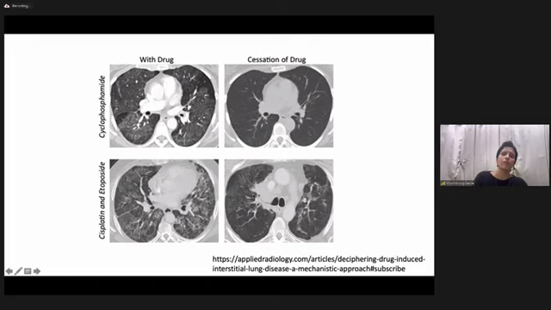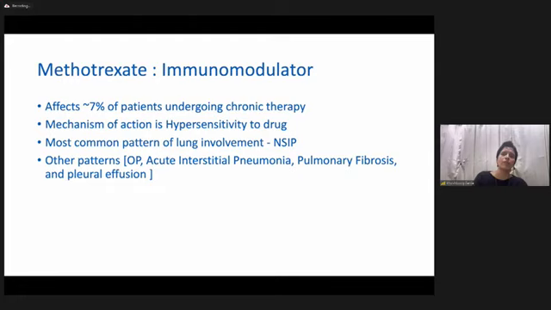It is documented and proven that, so this is the simplest way to prove it. Often the question is what if the drug is not withdrawn. In those cases, it becomes a bit of a tricky situation to figure out whether it is due to the drug versus something else. So then we need to know what are the specific patterns which can make us wiser. So now let's talk about a few common drugs which cause ILD.